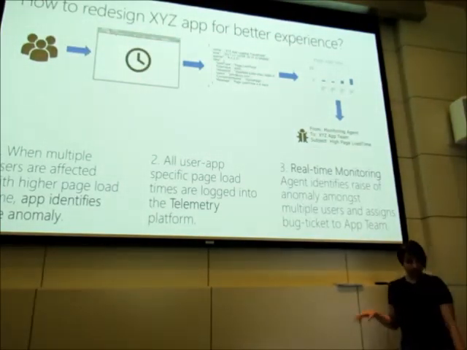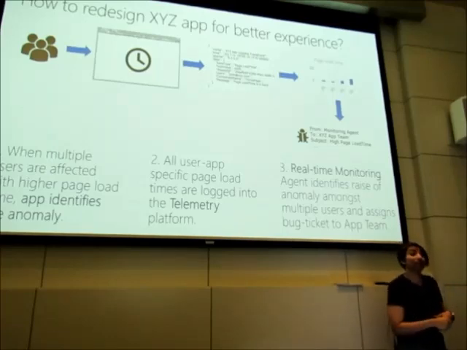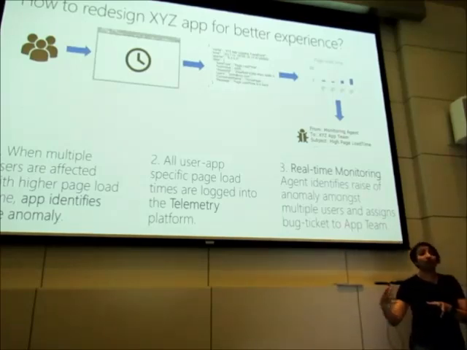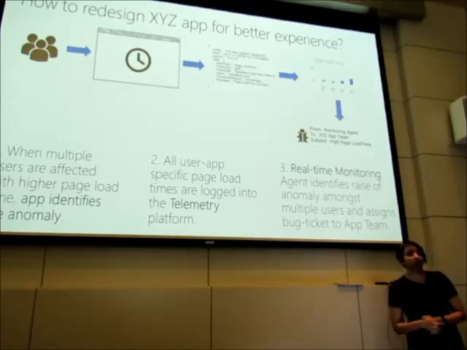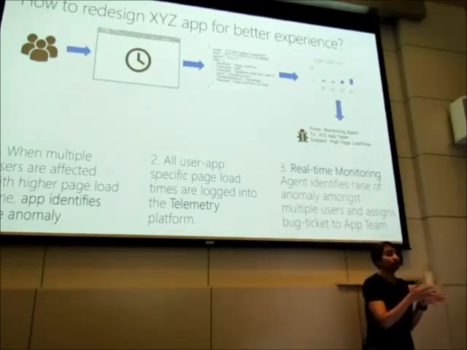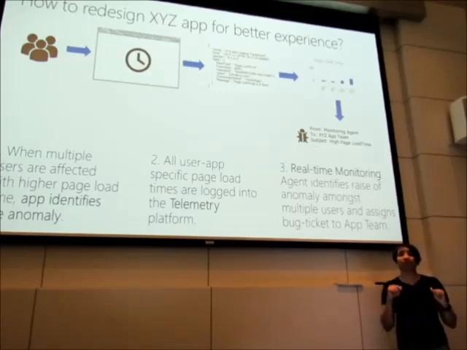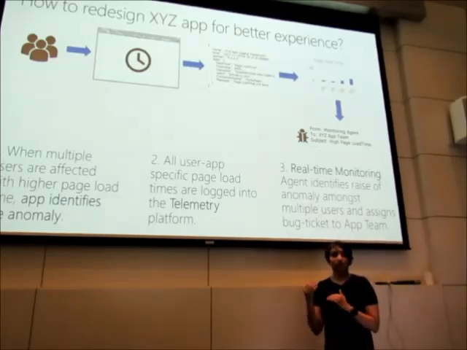So multiple users are affected with a higher page load time. This is even before the page actually goes down, when the page load time has increased. So you can have prediction algorithms running within your application saying, hey, this is an anomaly because my load times are more than usual.